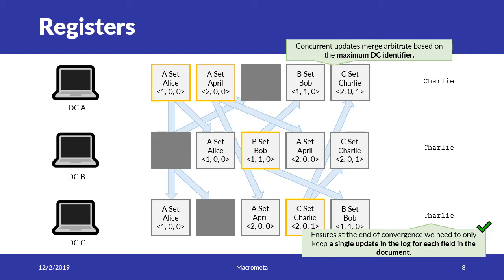Now, what this ensures is that at the end of convergence, we need only to keep a single update in the log for each field in the document. So here, I can throw away A's Alice update, A's April update, and B's Bob update, because once everybody has observed the update for Charlie, it's safe to remove everything else, because we know the Charlie update overrides all the other values in the system.